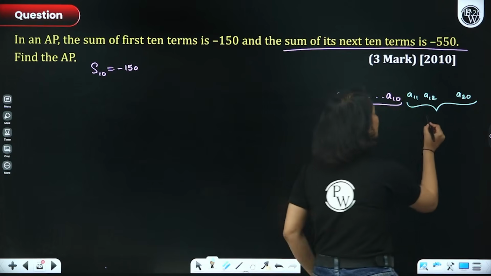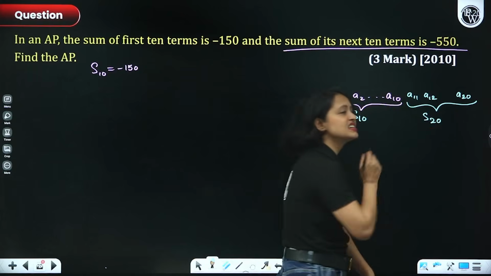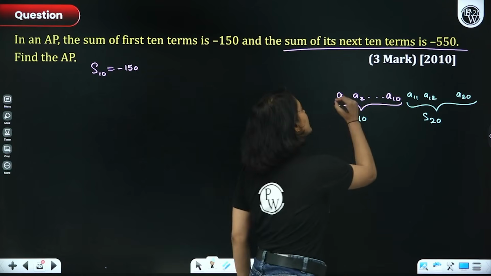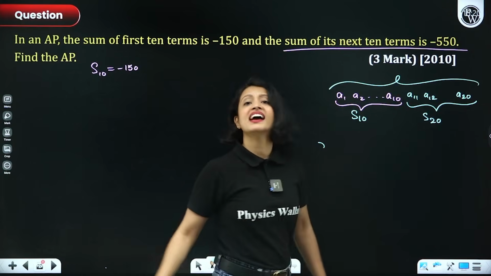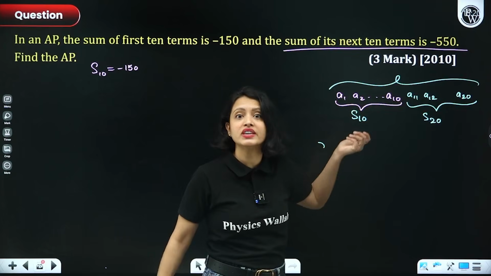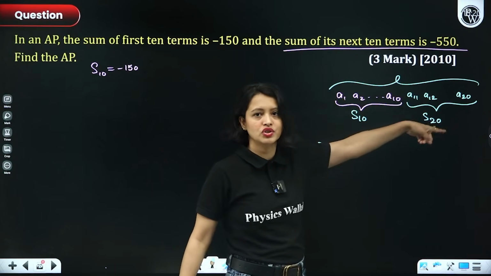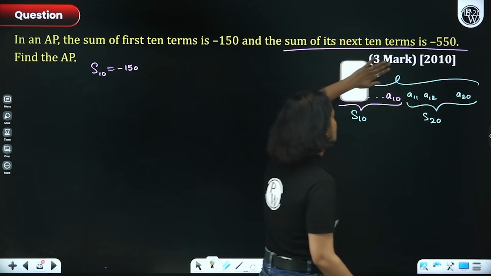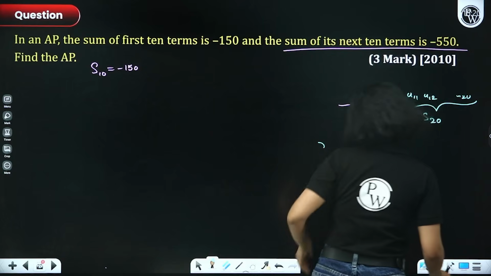But I can't write it as S20. Can I write it as S20? Nahi. Why? Because S20 means the sum of all 20 terms of the AP. So this is not true, right? This is wrong. I can't write it as S20. So how can I write it, everyone?